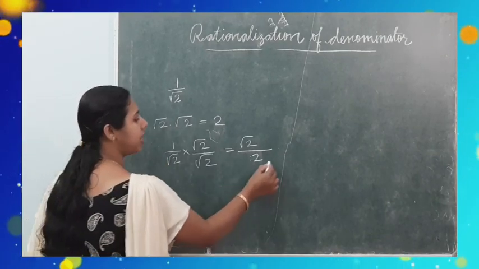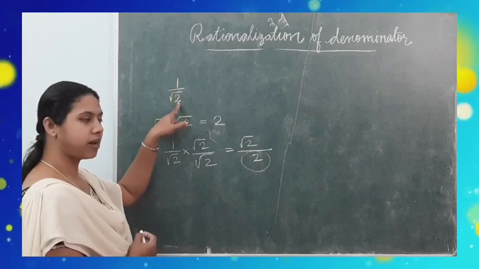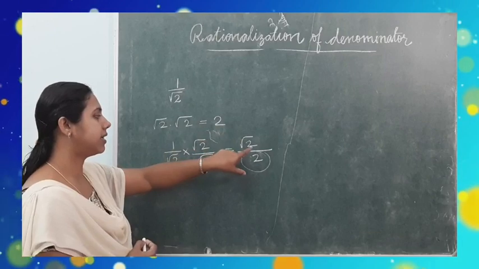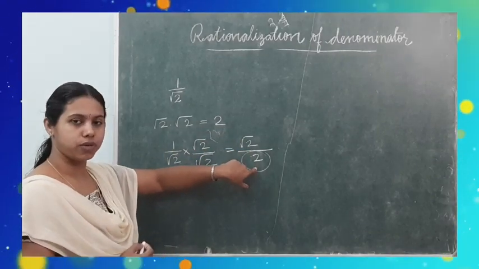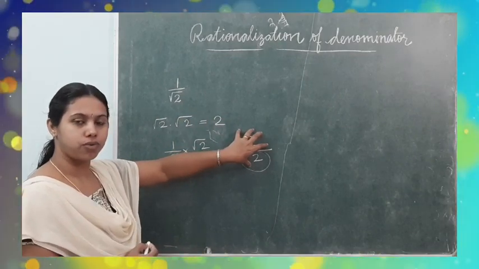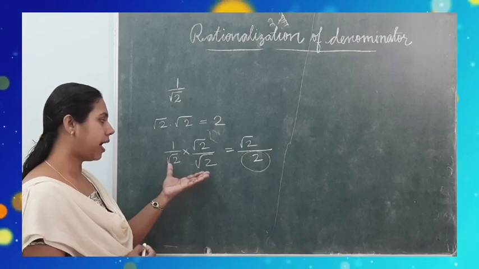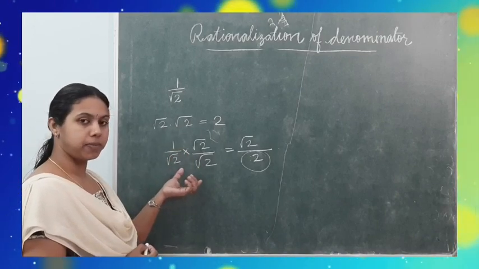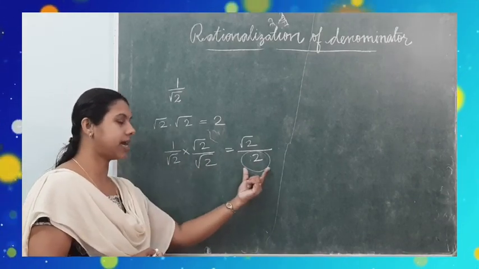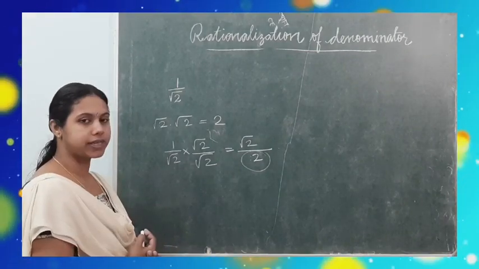Now the denominator is a rational number. This is your number 1 by root 2. Now we rationalize this denominator. We got the answer root 2 by 2. So the value of 1 by root 2 is the same as root 2 by 2. For that we multiply a suitable number in the numerator and denominator to get the denominator as a rational number. Let us see one more example.